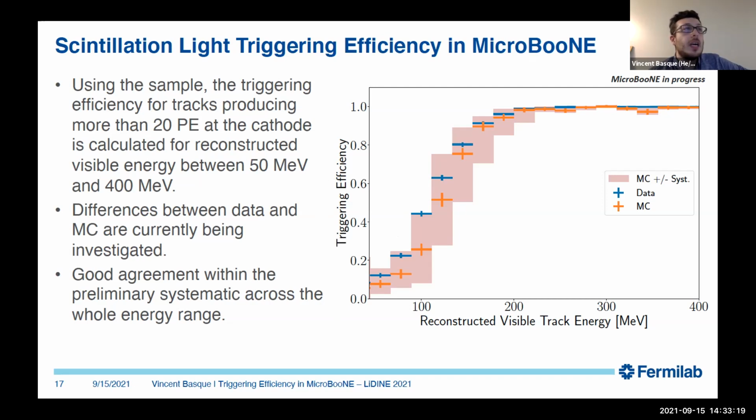In blue we have the data, and in orange we have the Monte Carlo. There are some differences in the Monte Carlo, while they are covered with the very preliminary systematic error, we're still currently investigating. But this is showing relatively good agreement, and especially above 200 MeV, we have a flat 100% efficiency, which is where the LEE, or the low energy excess, lies.